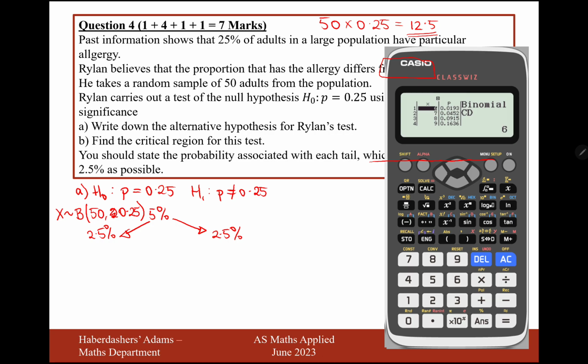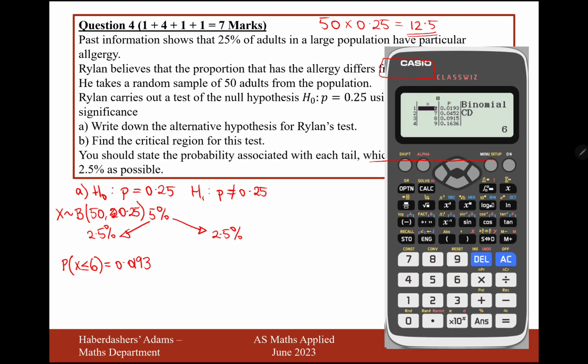And my list tells me that when I'm down at 6, the probability that X is less than or equal to 6 is 0.0195. And the other value that's above 0.025 is about 4. So 0.0193 is definitely the closest to 2.5%. So what that tells me is that the probability of 6 or fewer people having the allergy is less than 2.5%. That's the lower bound.